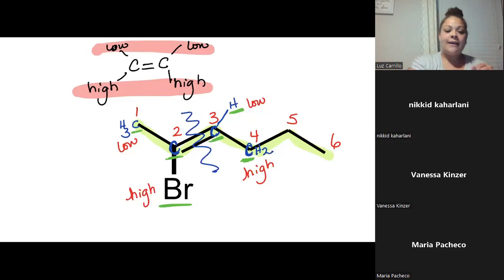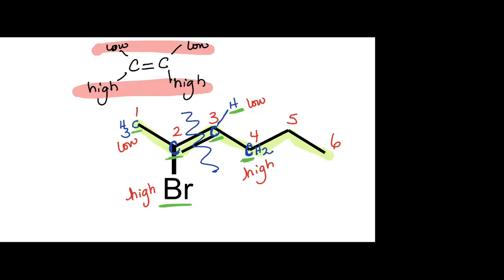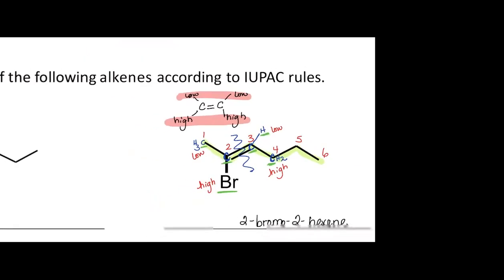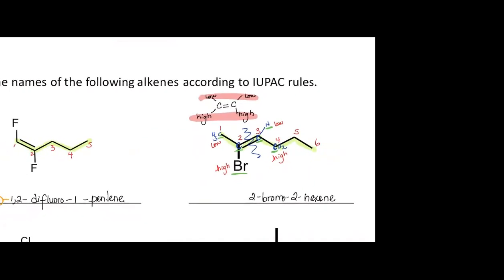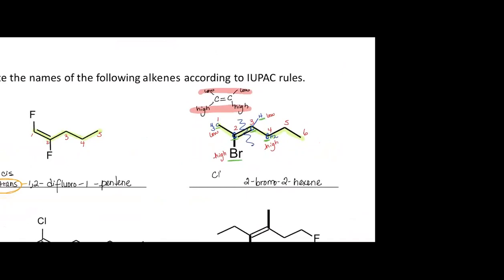I mentioned to you guys that if you are in the same direction, is this cis or trans? If you're in the same direction, great. So that means that the correct name for this molecule is cis-2-bromo-2-hexene as drawn. Okay.